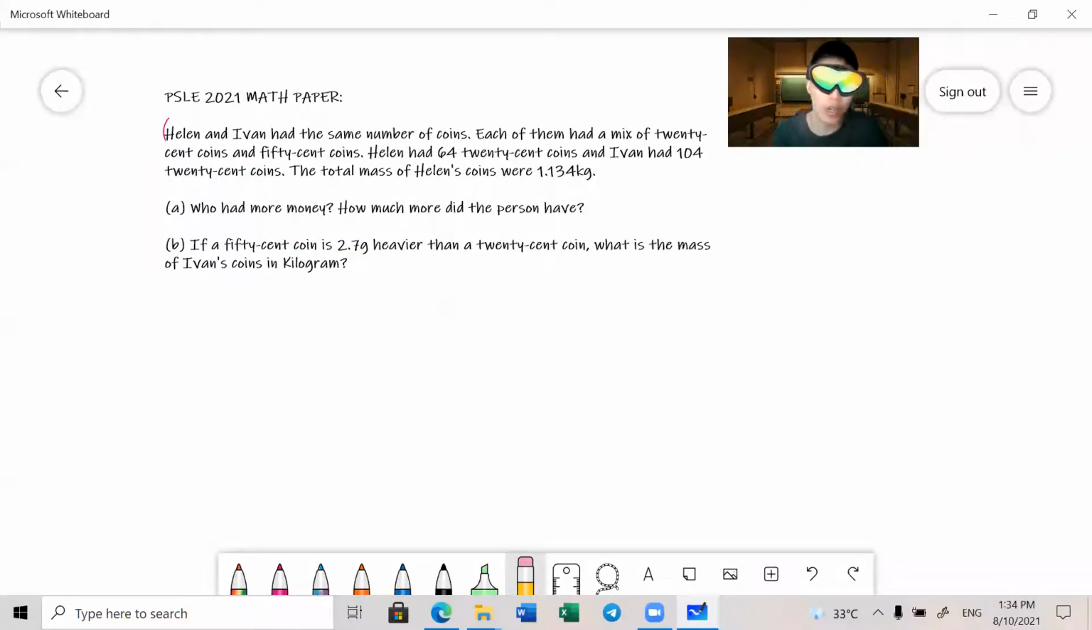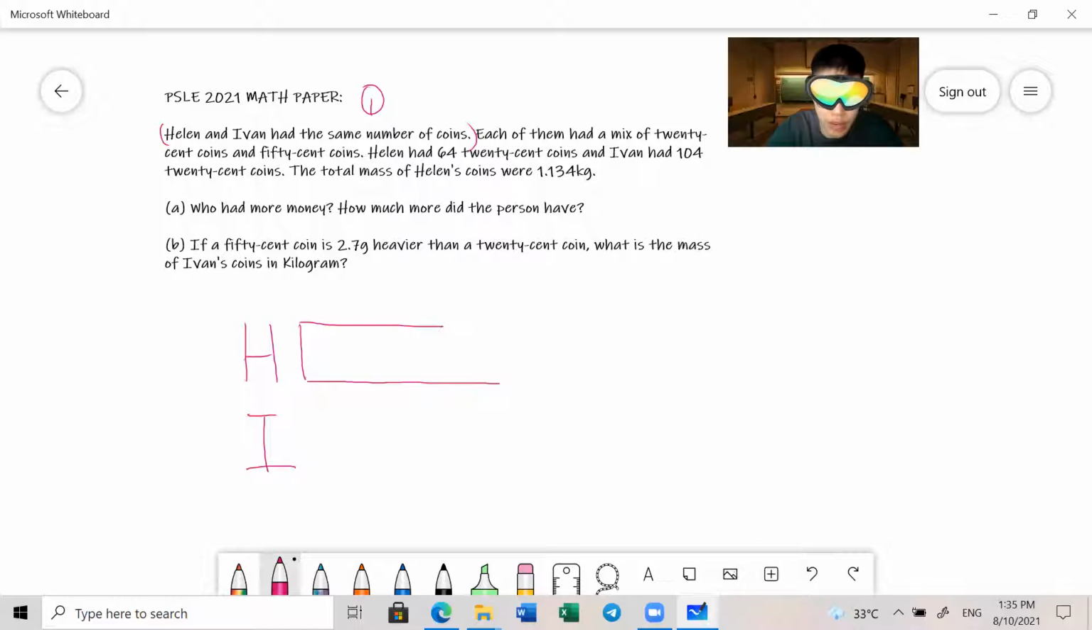Now, when I look at this question, I always tell my students this: never approach it as a whole. You want to break it up into parts, okay? So here's what I'm gonna do. Let's see, Helen and Ivan had the same number of coins. This is sentence number 1. You want to write down whatever you know. Why is that so? Because clarity comes from the expression of ideas. You want to be clear about something, you must pen it down.